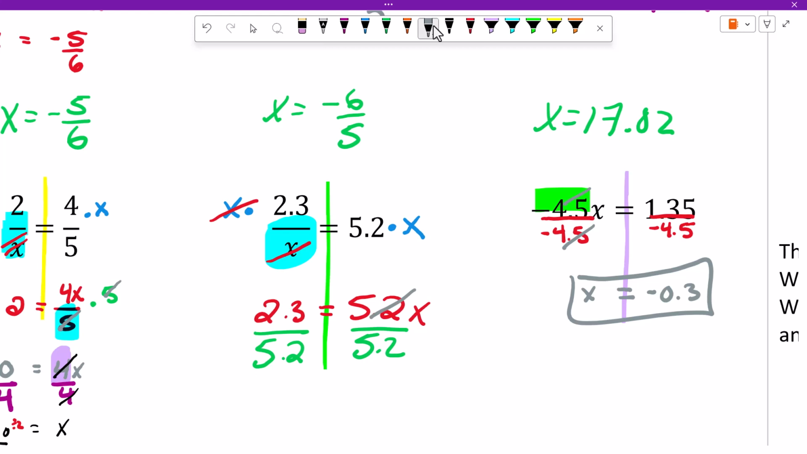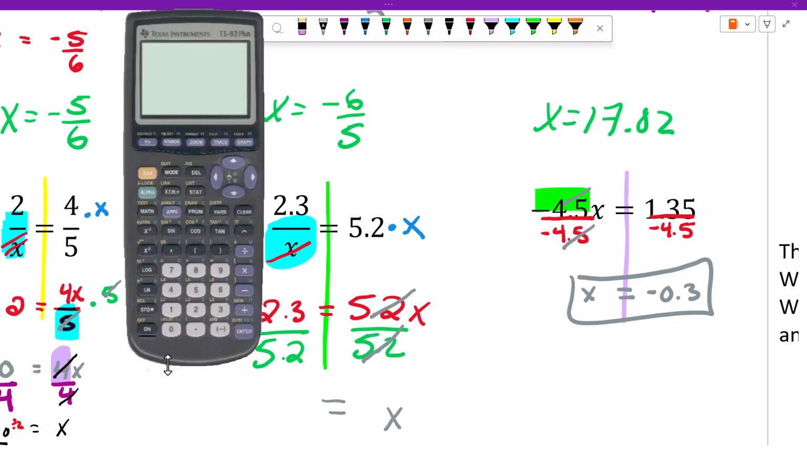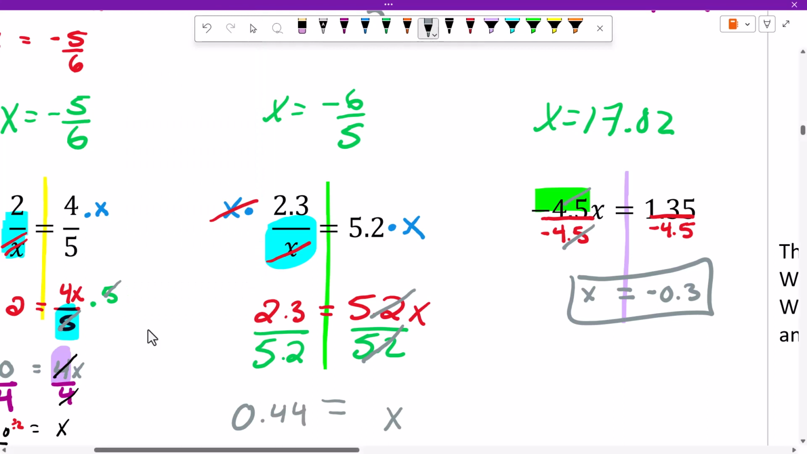Okay, then we do our canceling. A number on the top cancels a number on the bottom. Then we do our calculation. 2.3 divided by 5.2. Grab the calculator and go 2.3 divided by 5.2. And we have 0.4423. I'll just write it to two decimal places. And there we go. And that's it.